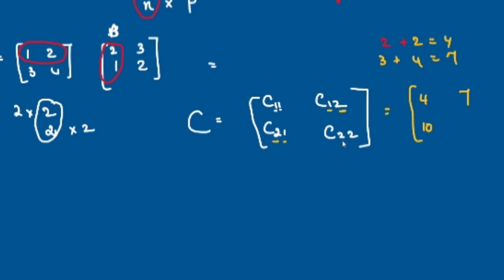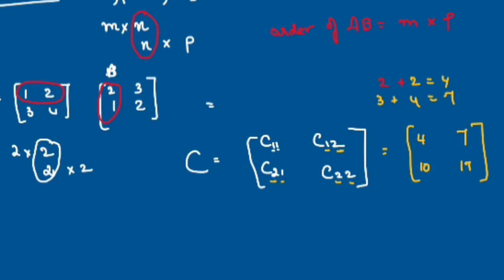Now C22 is second row, second column. So 3 into 3, 9, plus 4 into 2, 8. So that is 17. This is how you multiply two matrices. You first check whether the matrix multiplication is defined. Then you find the order of the product matrix. Then find the corresponding elements. This is how you multiply two matrices.